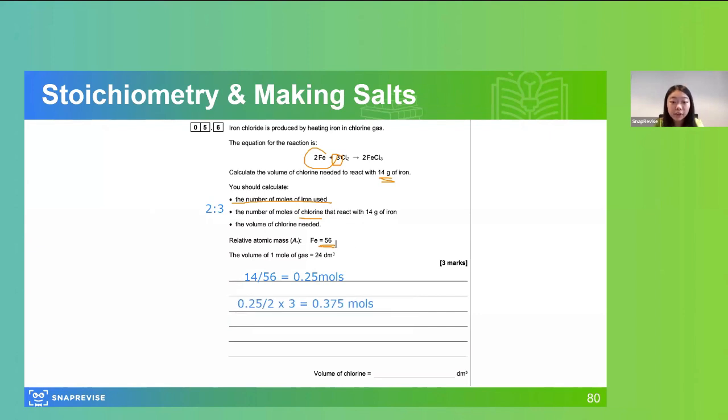Finally, now that I have the moles of chlorine, I need to figure out the volume. I have been told that the volume of 1 mole of gas is 24. So for the moles of chlorine, which is 0.375, I'm just going to do 0.375 times 24, which should give you the answer of 9. So the answer will be 9 decimetres cubed.